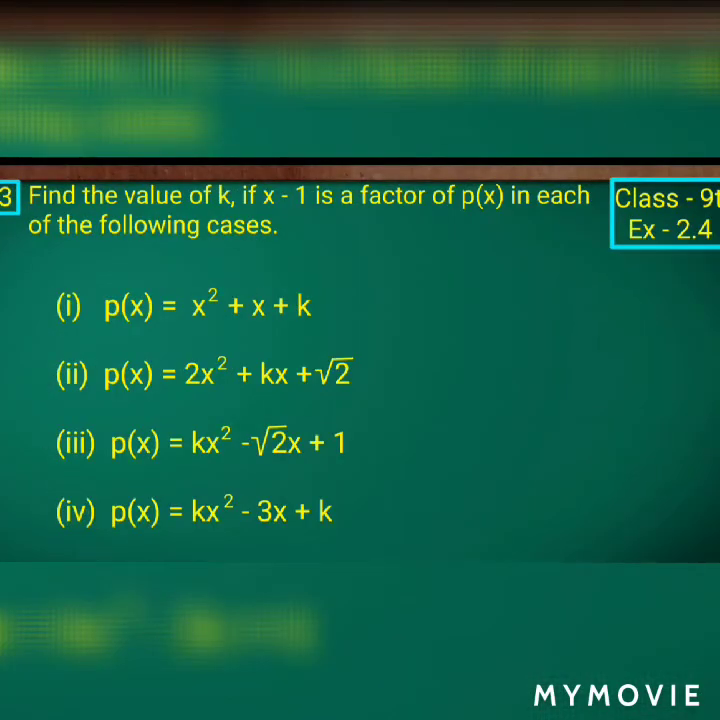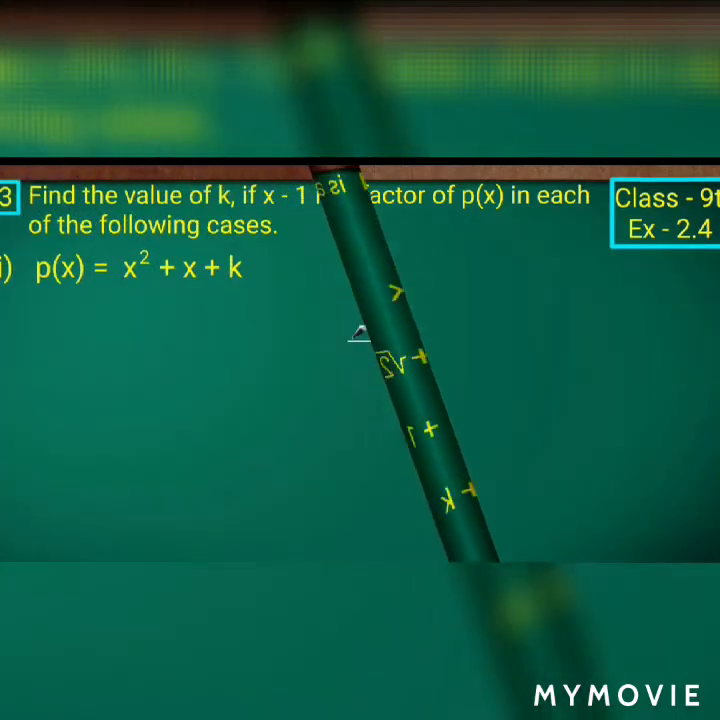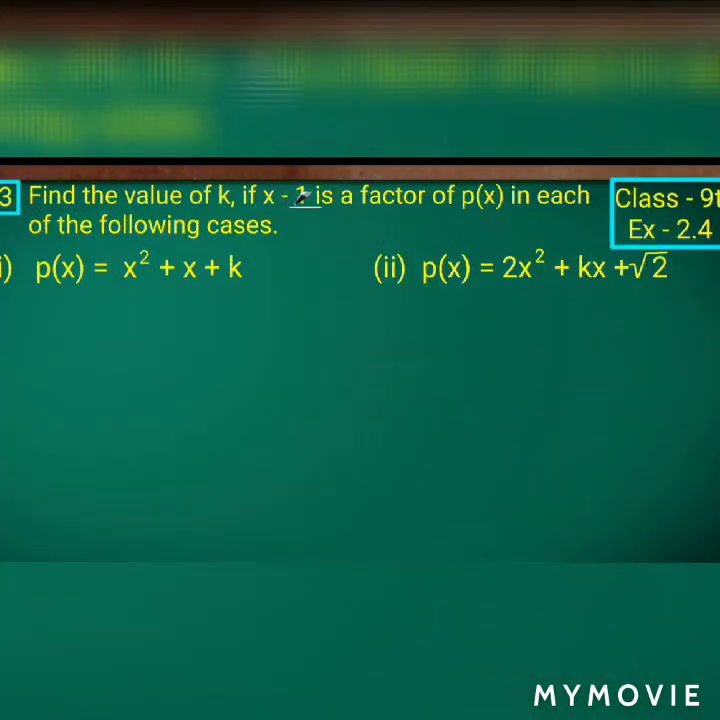So we'll start with the next question here. Find the value of k if x minus 1 is a factor of p of x in each of the following cases. Listen carefully. Here they had given the factor x minus 1. That should be equal to 0. So x minus 1 we can take it as p of x, isn't it? So x becomes 1.